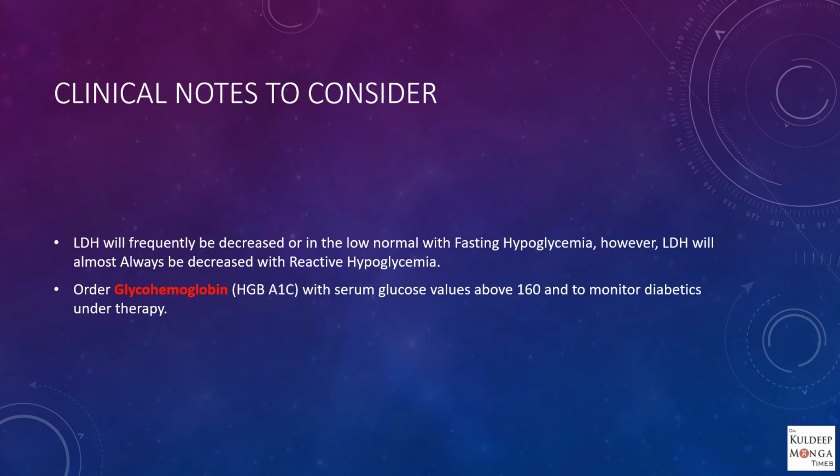We have to consider some clinical notes while seeing the reports of glucose. LDH will frequently be decreased or in the low normal range with fasting hypoglycemia. However, LDH will almost always be decreased with reactive hypoglycemia. In case of serum glucose values above 160, and to monitor diabetics under therapy, we have to order glycohemoglobin, which is also known as HbA1c.